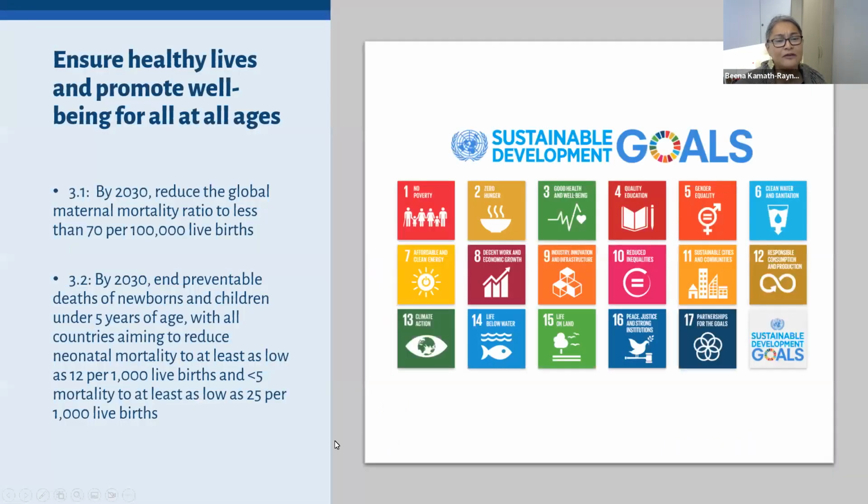And so the Sustainable Development Goals hold us to that overall goal, and specifically goal 3.2, which is by 2030, we want to end preventable deaths of newborns and children under 5 years of age, with all countries aiming to reduce neonatal mortality to at least as low as 12 per 1,000 live births, and under-5 mortality to at least as low as 25 per 1,000 live births.